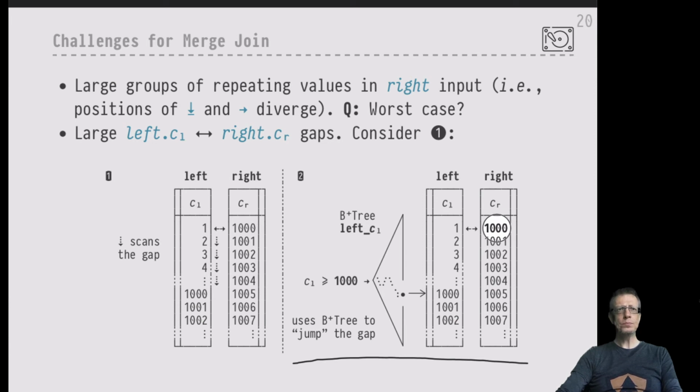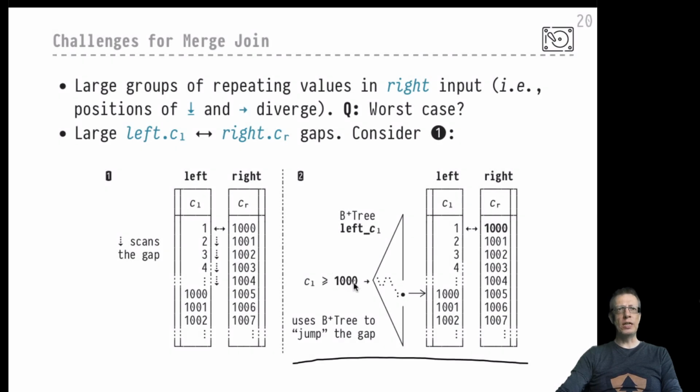There's a gap there. In this right hand side scenario, however, we've got a B plus tree on the CL column of the left hand side table. So it would be the left underscore CL B plus tree. Since we know that we are on the lookout for CL values that can match this large CR value, why not use the B plus tree? Enter it at the root with this particular index condition and start a search for CL values that can match this large CR key value.